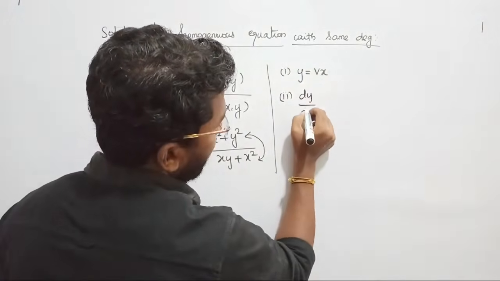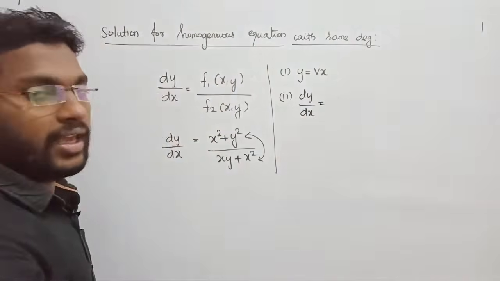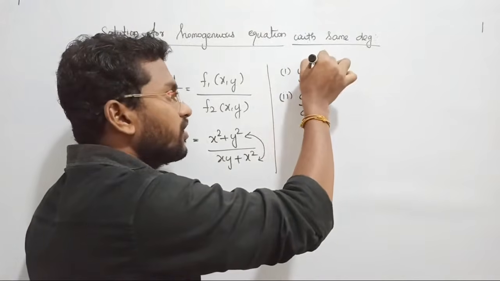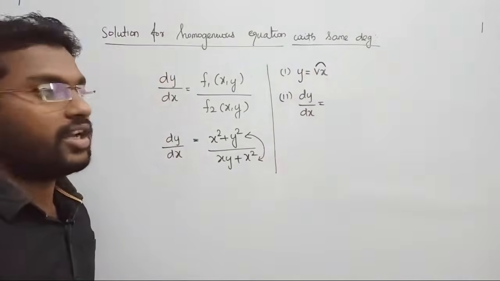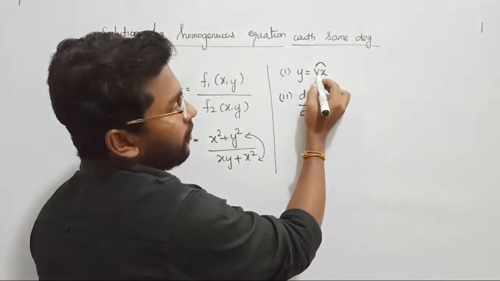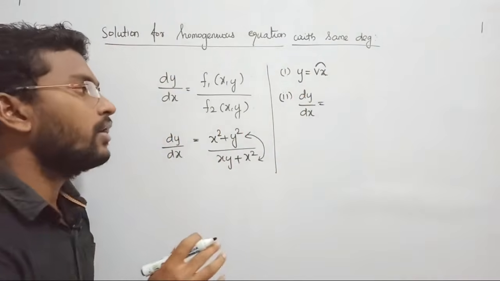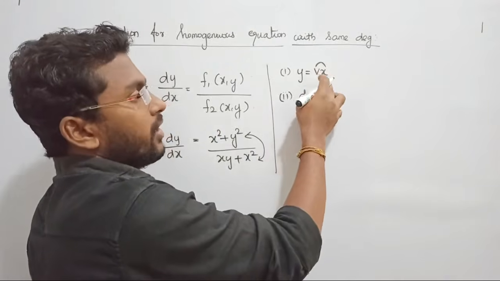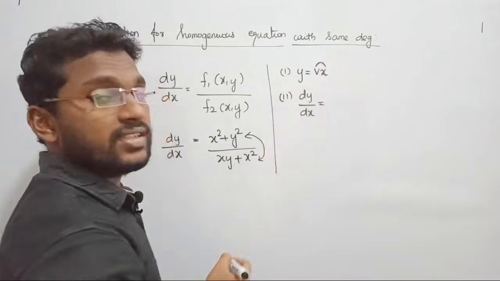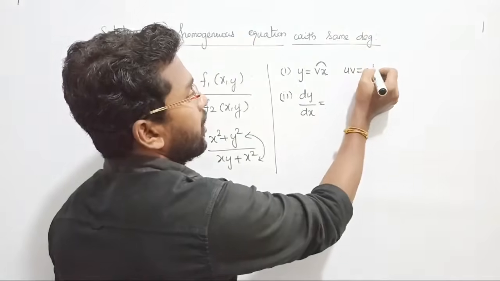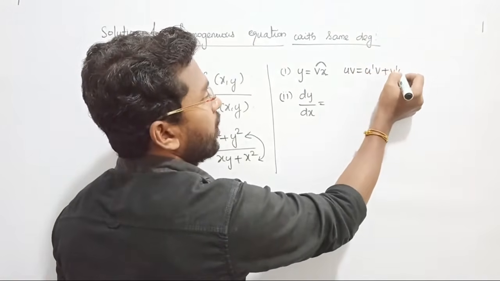dy by dx should be equal to, see, I am differentiating this function with respect to x, right? Since both of these are varying with respect to x, it is just the procedure, understand, right? So if both vary with respect to x, I cannot differentiate these two functions directly. I will have to go with the UV method. The UV method formula is u dash v plus v dash u, correct?